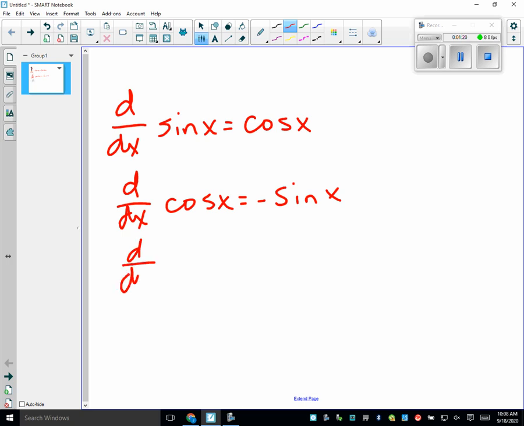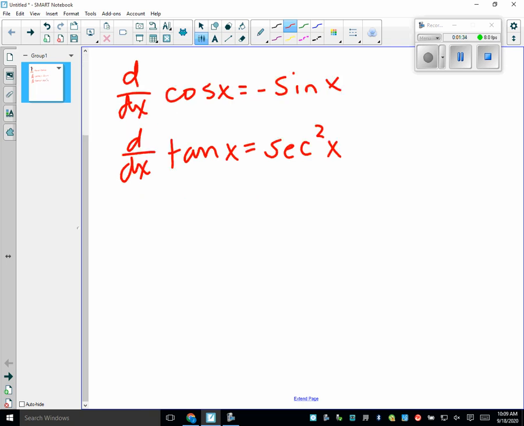The derivative of tangent of x is secant squared x. The derivative of cotangent of x is negative cosecant squared x.